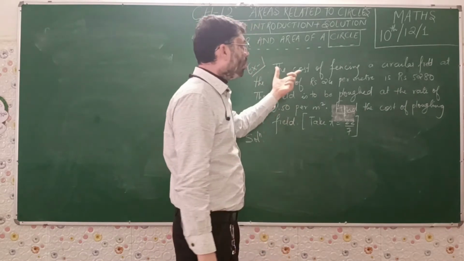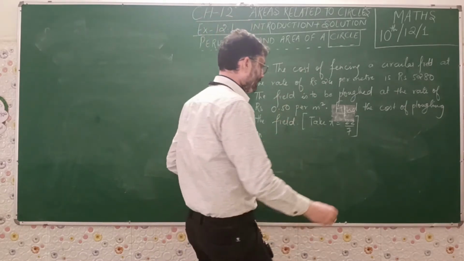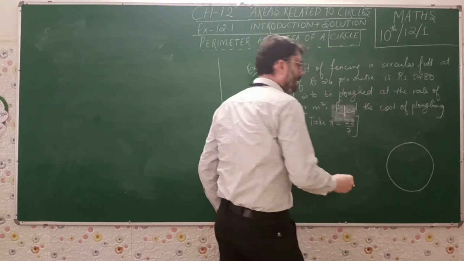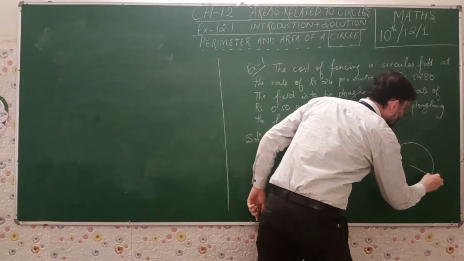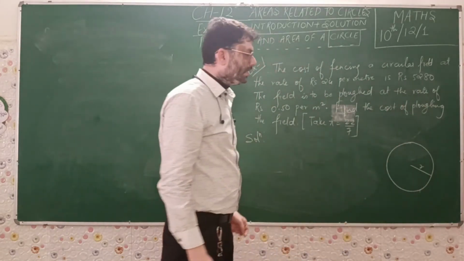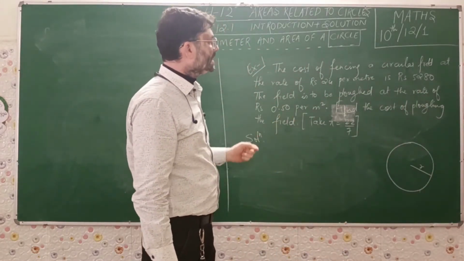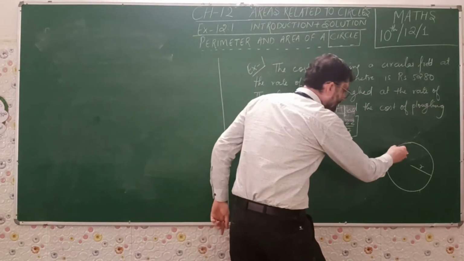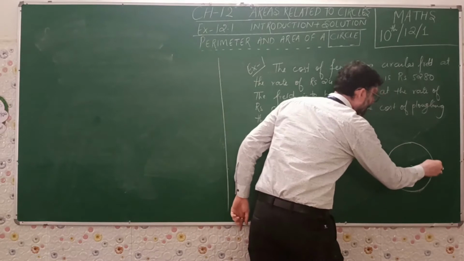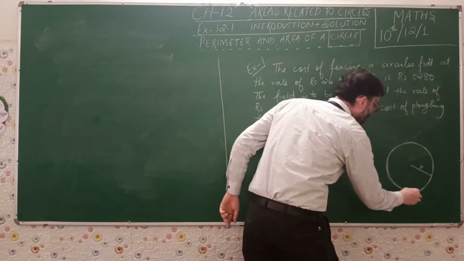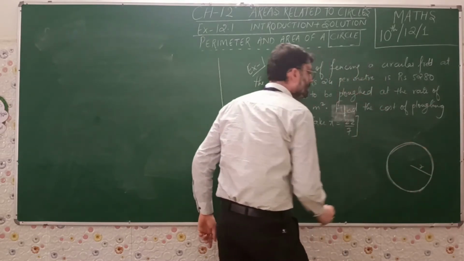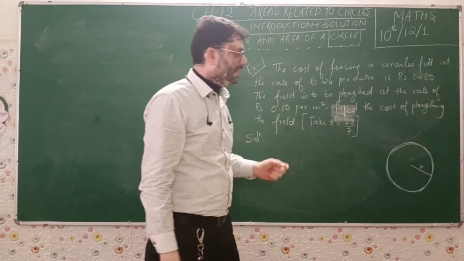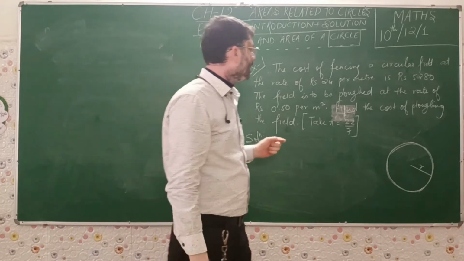Example number 1. The cost of fencing a circular field at the rate of ₹24 per meter is ₹5280. Suppose we are going with a circular field of radius r. Fencing is done on the boundaries of the circle. This is a place where fencing is required. And what is this? This is the perimeter of the circular field or circumference of the circular field.